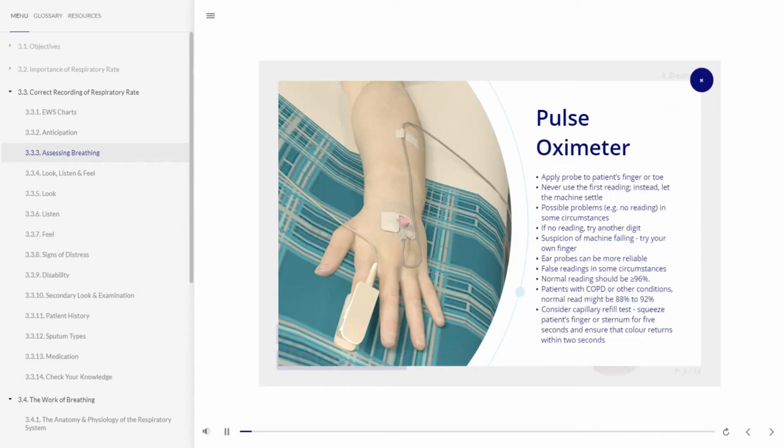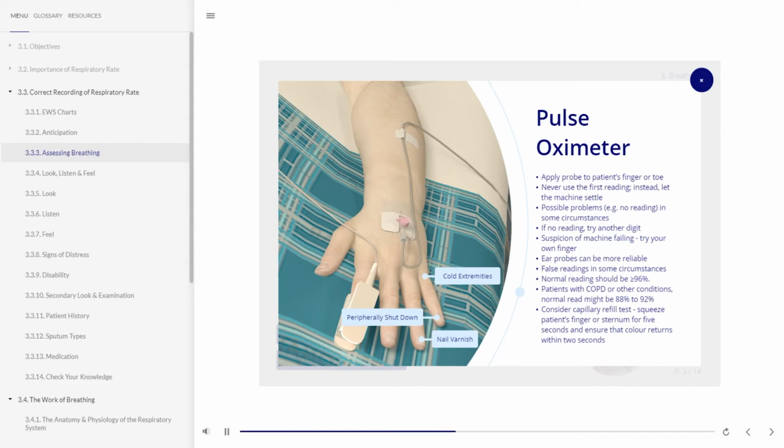Pulse oximetry is the easiest and simplest method to measure oxygen levels, but it does have its problems and limitations. Apply the probe to a finger or toe on the patient and then read the results. There may be no reading if the patient has cold extremities, is peripherally shut down, or is wearing nail varnish. Try another digit if there is no reading, and then, if you suspect that the machine is not working, try the probe on your own finger. Sometimes an ear probe may be more reliable.